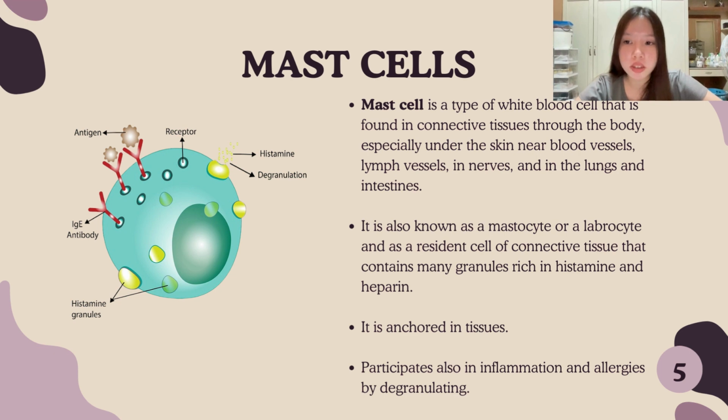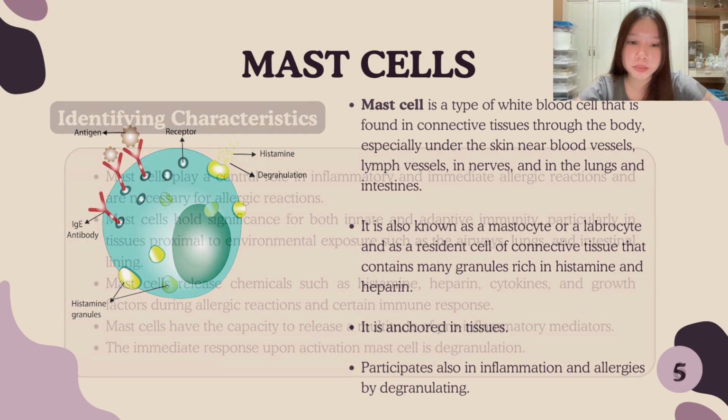These cells are characterized by numerous granules within their structure, rich in substances like histamine and heparin. Anchored within tissues, mast cells play essential roles in inflammation and allergic responses through a process known as degranulation. In this process, they release granules, contributing to the body's immune and inflammatory reactions.